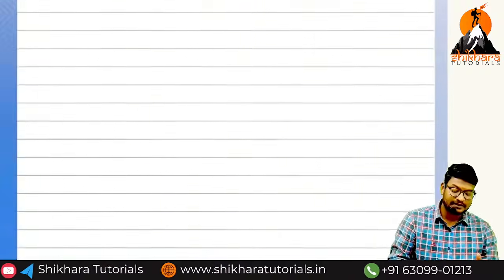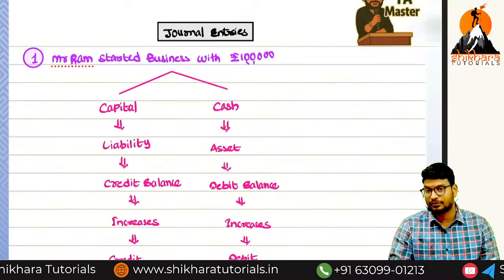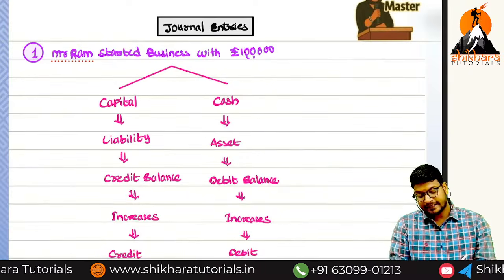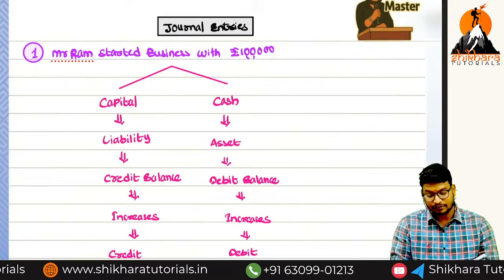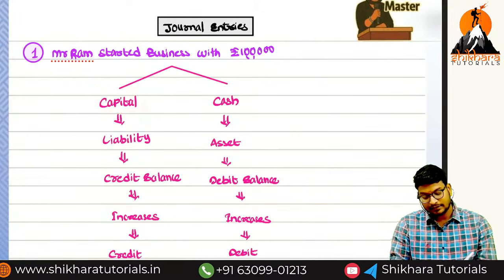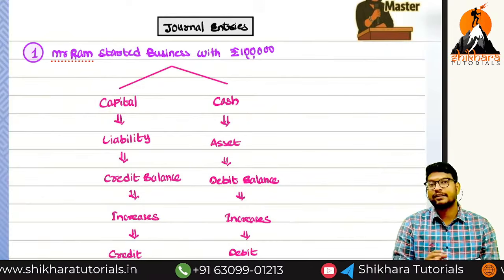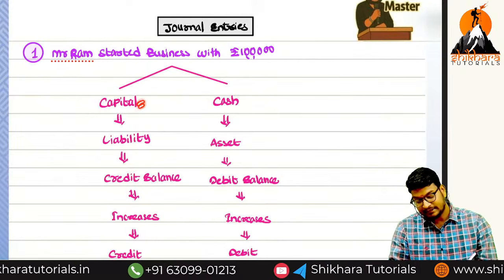And next, we have seen certain transactions in order to understand which approach? Modern approach. So we have taken the example of Mr. Ram started a business with rupees how much? 1 lakh. So what are the two outcomes that come into the picture? Capital and cash. For the capital, we have to decide whether it is an asset or a liability or income or expenses. So the capital is a liability.